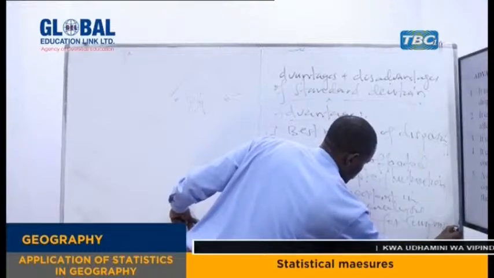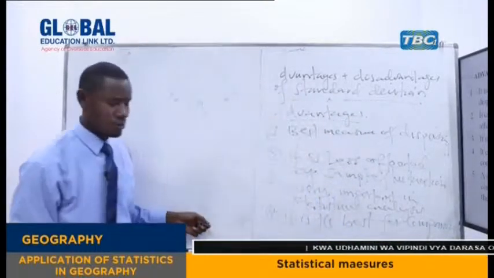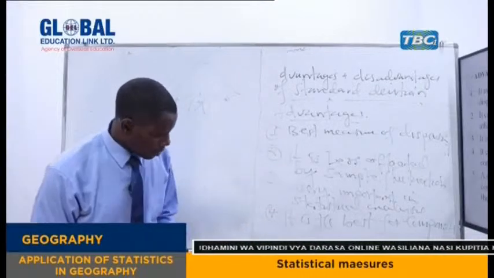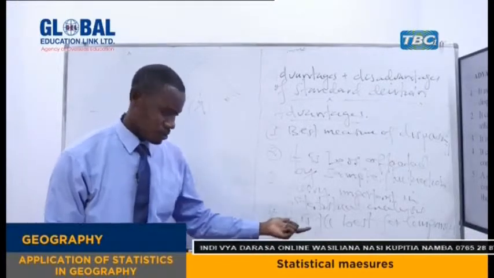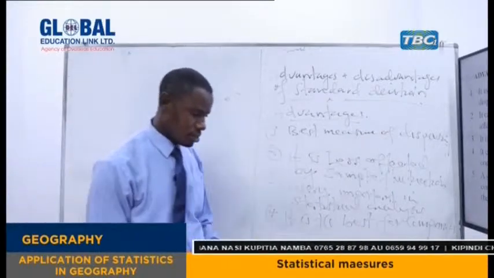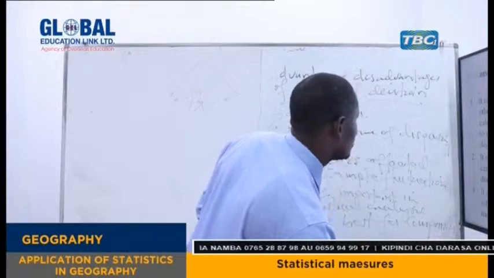Remember, you can compute the mean deviation for two samples, and then you can compare them. So we say it's the best measure for comparison. You can have two units, then you compare them. But again, those are not the only issues. We have the disadvantages.